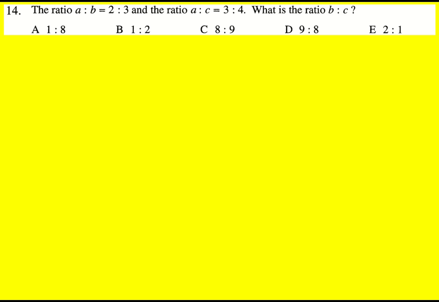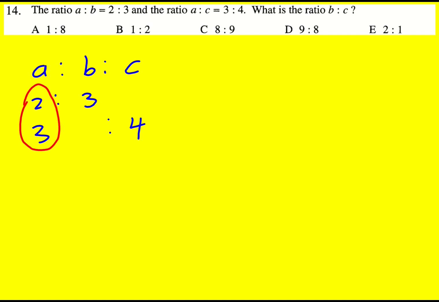So I think the best way to do this question is to keep everything involving ratios. We've got A to B to C. And first up, I've got A to B is 2 to 3, and A to C is 3 to 4. So if I can make these two the same, then I can also compare B and C together.